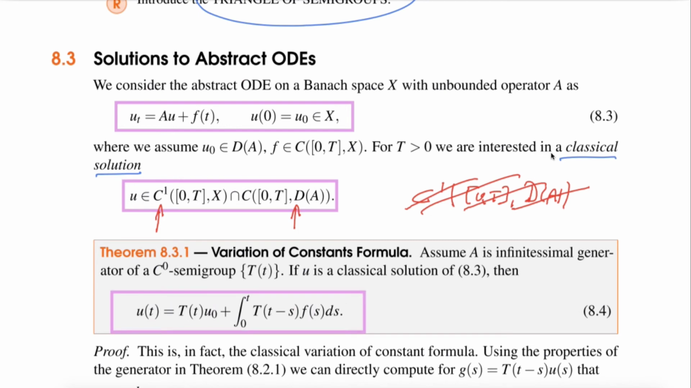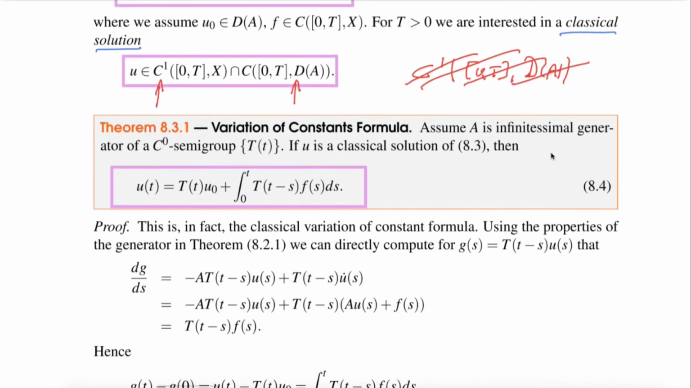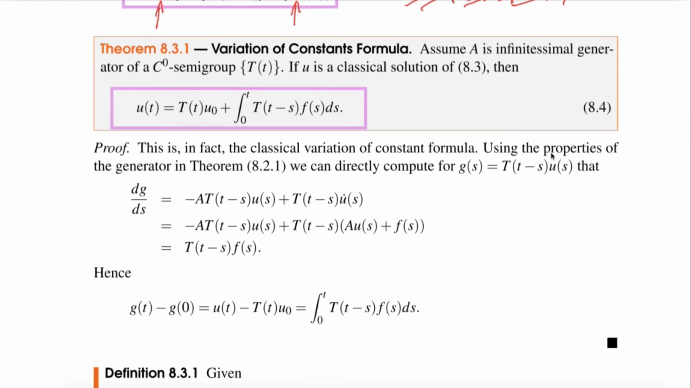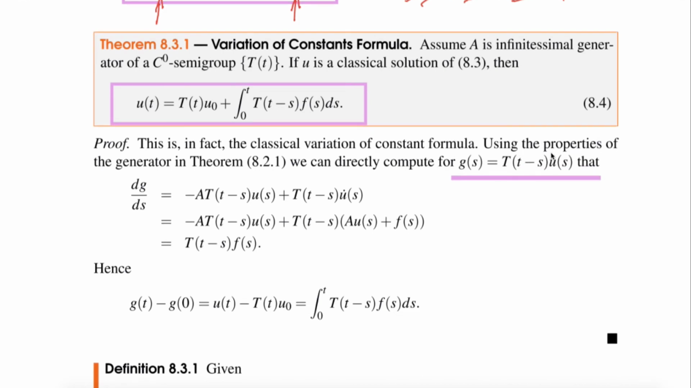Okay, so the solution of the equation above, 8.3, is given as u(t) = T(t)u0 plus the integral from 0 to t of T(t minus s) f(s) ds. Well-known formula and very, very useful. Now the proof is actually rather straightforward. You basically just compute this stuff. A smart way is to introduce g of s to be T(t minus s) times u of s. And then we differentiate g.